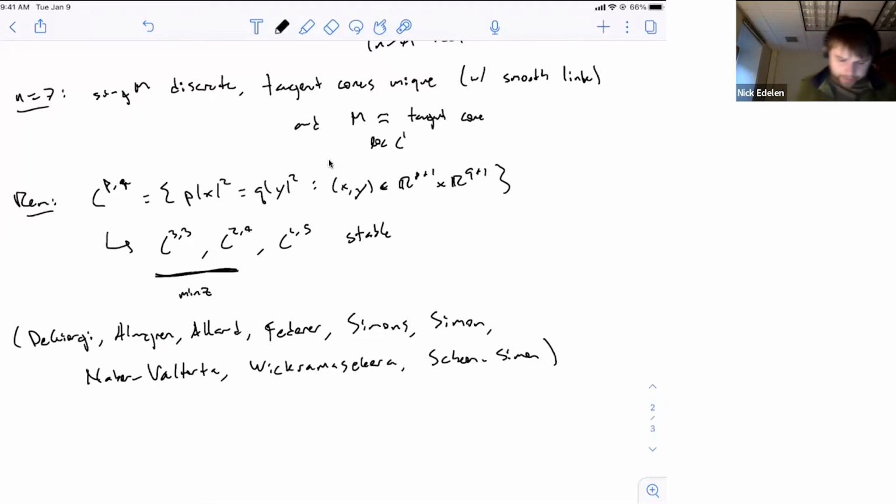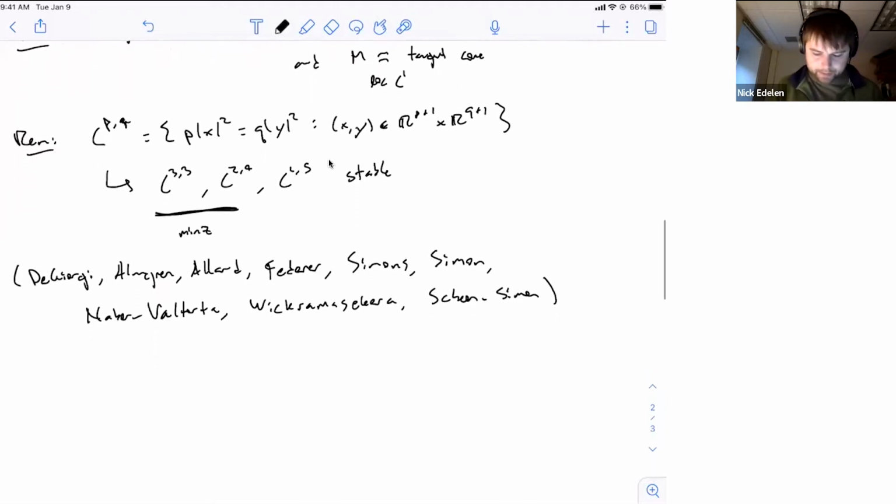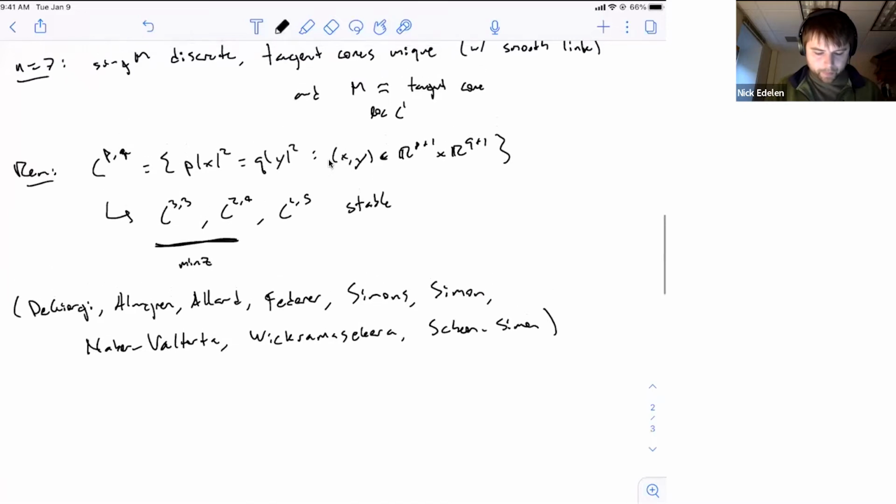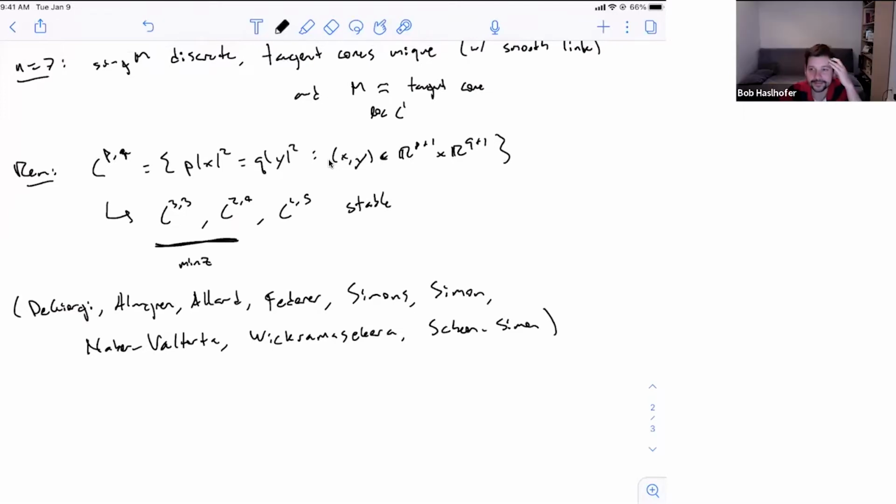So that's a little bit of history. That's the state of the art for a regularity theory for stable minimal hypersurfaces. Are there any questions? Yeah. Can I ask, for n equals 7, if you want to bound the number of singular points, is this a simple argument, or do you need this whole Naber-Valtorta machinery?